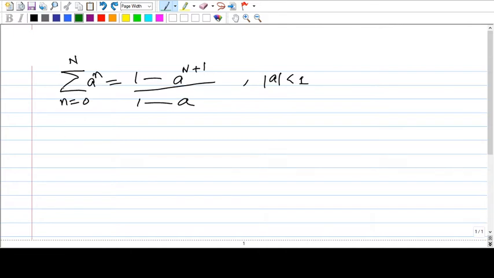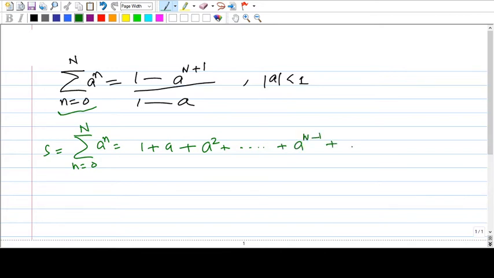So let's assume I say this whole thing is equal to S, that is, summation n from 0 to N of alpha power n. Now if I open this summation, this becomes 1 plus alpha plus alpha square and up to plus alpha power n minus 1 plus alpha power n, right? Now what I am going to do is multiply this whole expression with a constant term alpha.